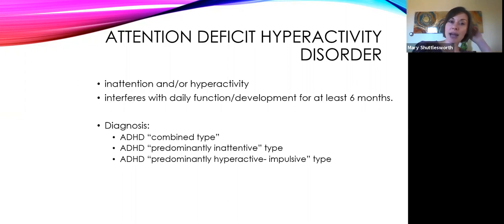So for adolescents, they can have what we refer to as a combined type, which would be symptoms of both inattention and hyperactive and impulsive behaviors. They could also have the predominantly inattentive type, where only the symptoms of inattention are present. And then they could also have the predominantly hyperactive and impulsive type. We do see that there are some gender differences here. Predominantly inattentive is more likely to be diagnosed in girls compared to boys. Predominantly hyperactive, impulsive, and combined types are more likely to be diagnosed in boys than in girls.